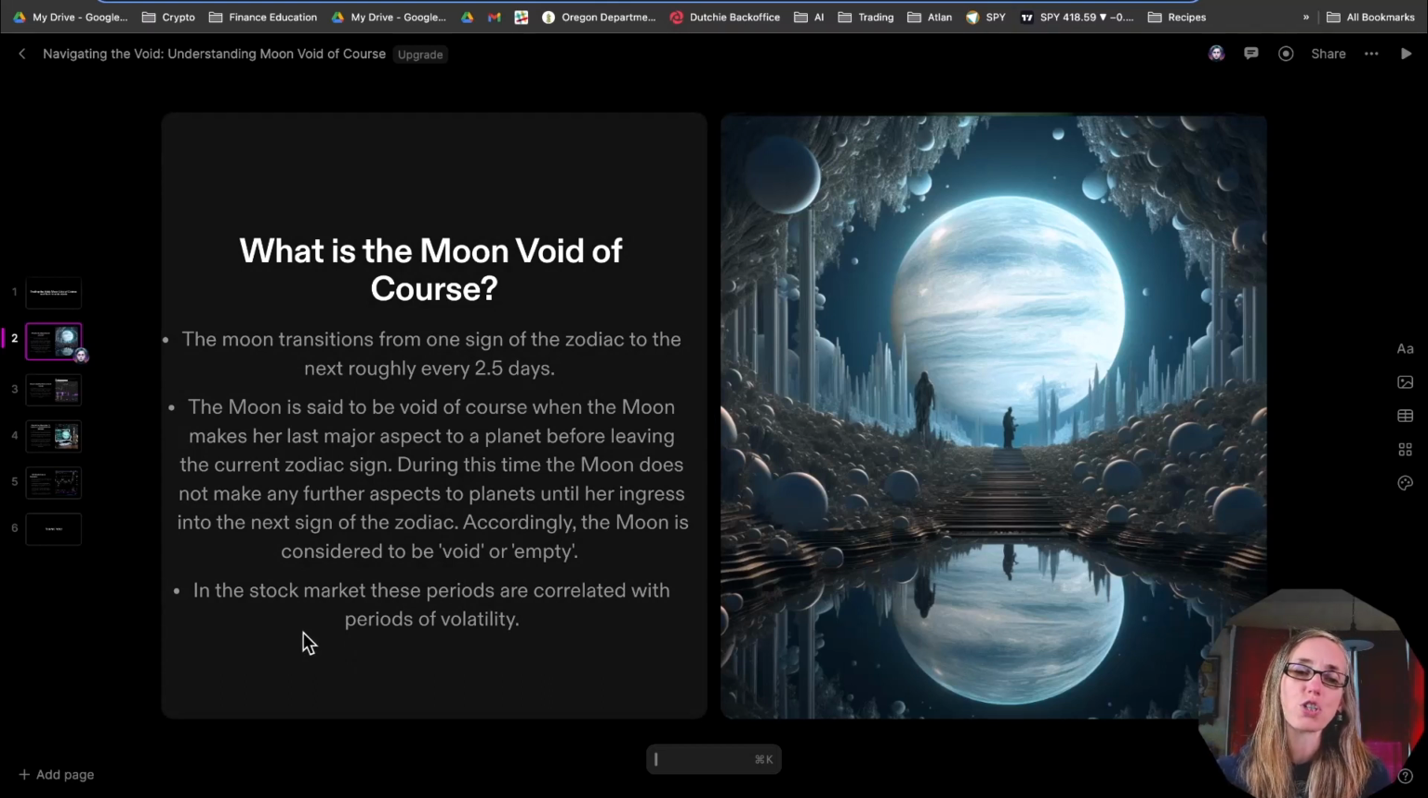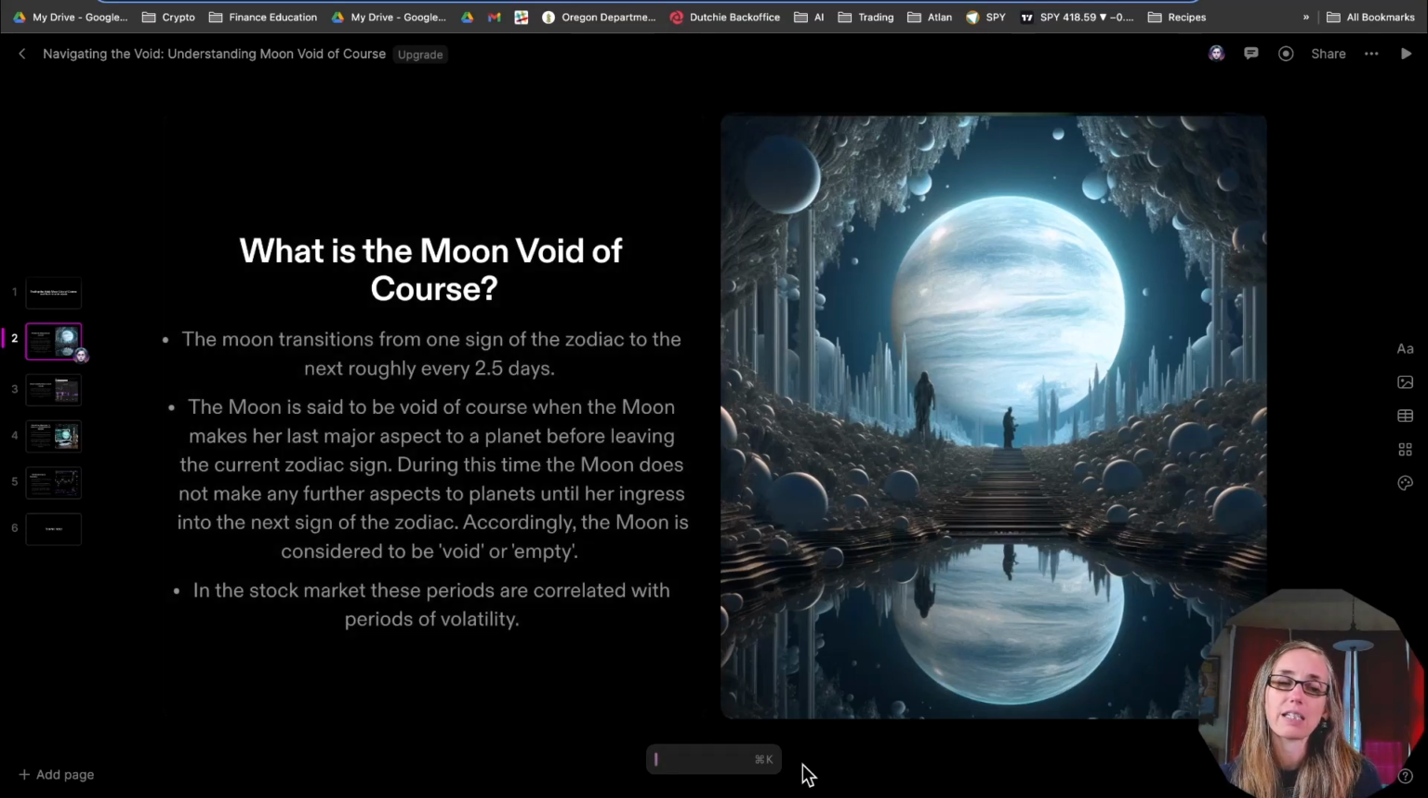The moon transitions from one sign of the zodiac to the next roughly every 2.5 days. The moon is said to be void of course when the moon makes her last major aspect to a planet before leaving the current zodiac sign. During this time, the moon does not make any further aspects to planets until her ingress into the next sign of the zodiac. Accordingly, the moon is considered to be void or empty. In the stock market, these periods are correlated with high volatility.